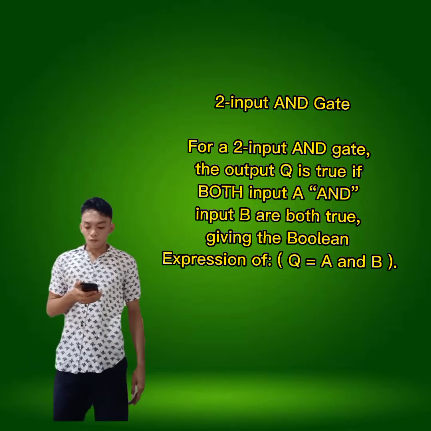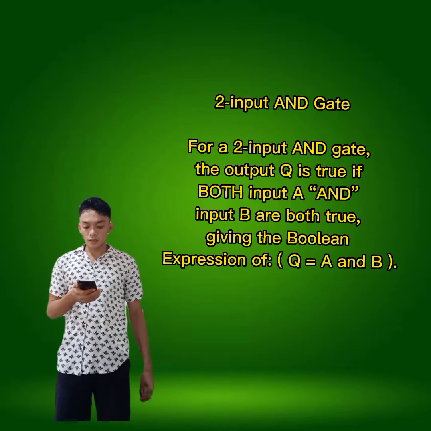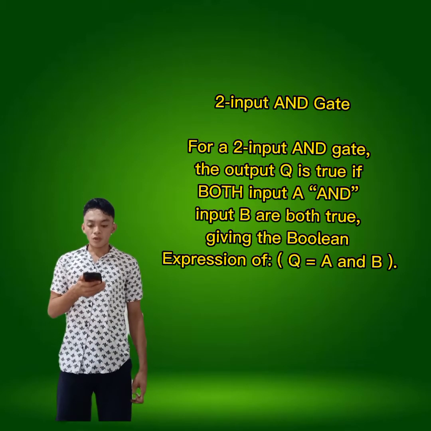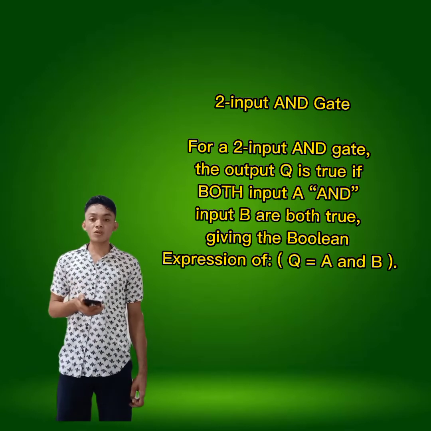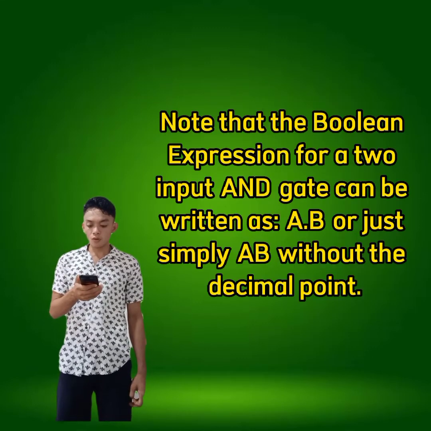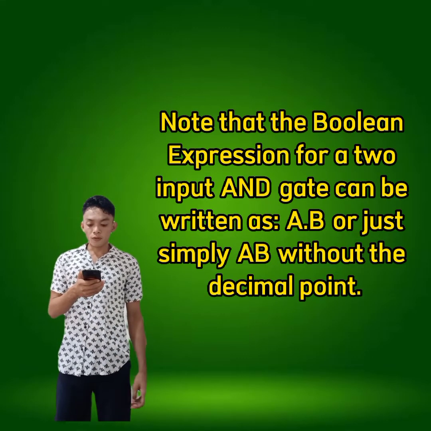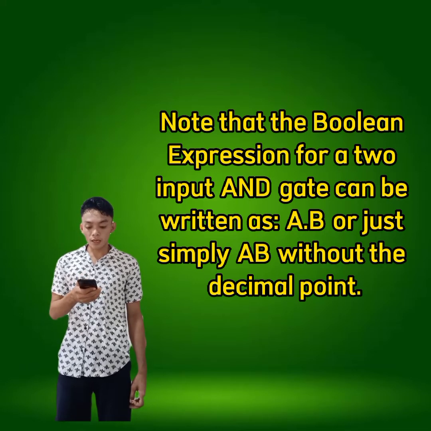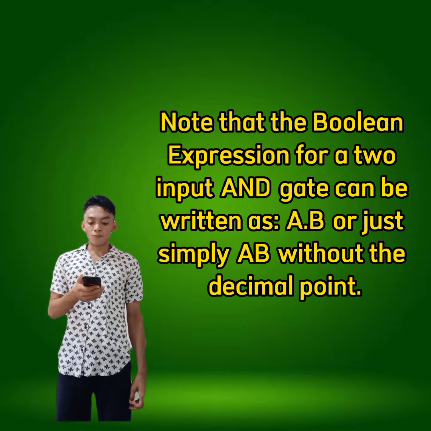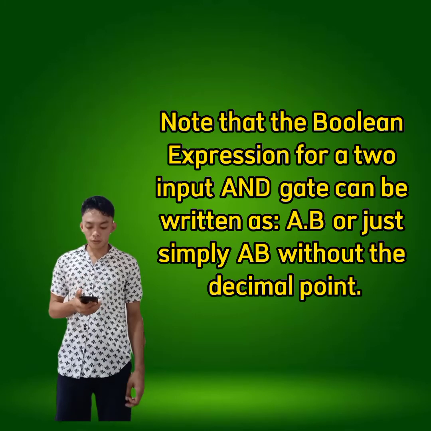So for a 2 input AND gate, the output Q is true if both input A and input B are true, giving the Boolean expression of Q equals A and B. Note that the Boolean expression for a 2 input AND gate can be written as A.B, or just simply AB without the decimal point.